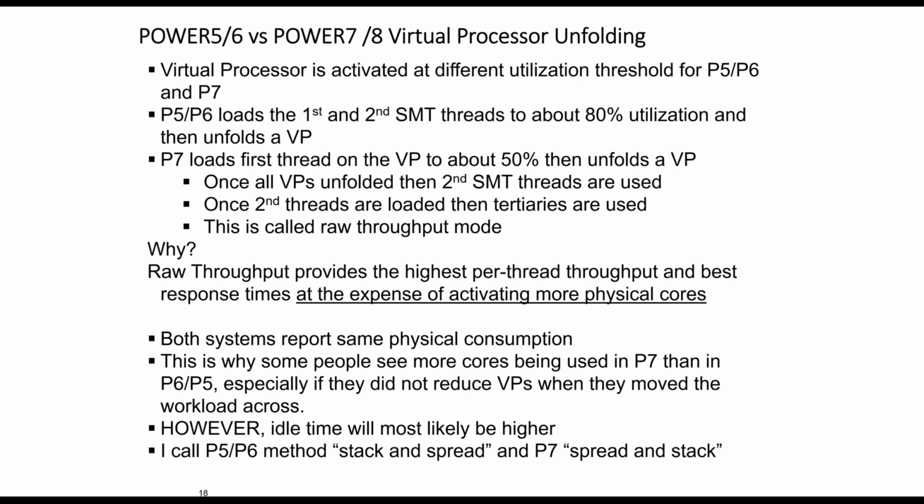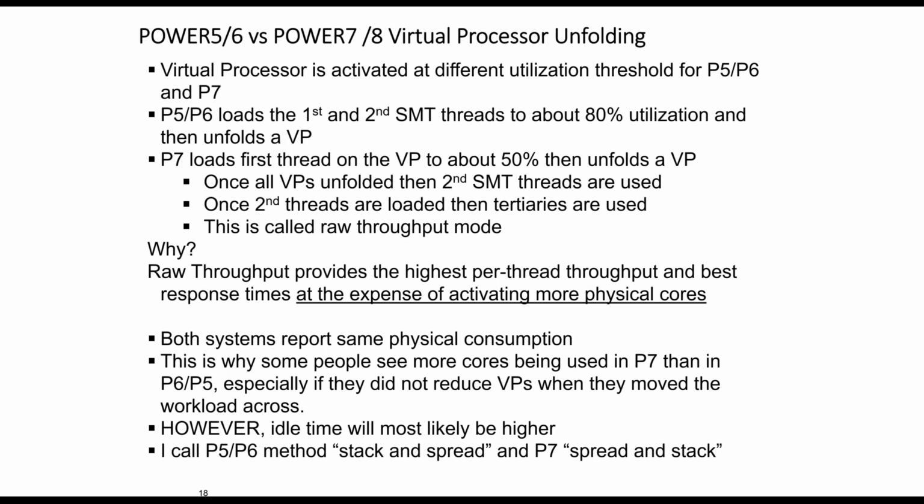With Power 7, it does it differently. We call this spreading. Basically, it loads the first thread to about 50%, unfolds a second virtual processor, kicks off its primary thread. Once all of your virtual processors are being used, then we go back and we use those secondary threads. Once those are all being loaded, we go back and we use tertiaries. So it's not uncommon on a Power 7, if you didn't reduce the number of virtual processors, to see none of them folded, but every primary thread in use. And we call that raw throughput mode. And this was done basically to give you the highest per thread throughput.